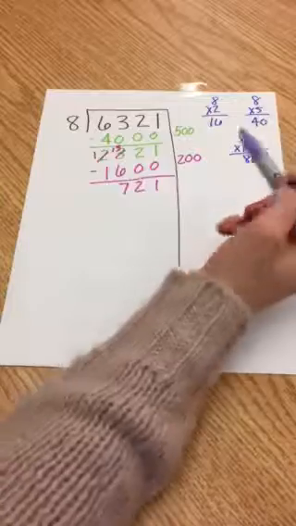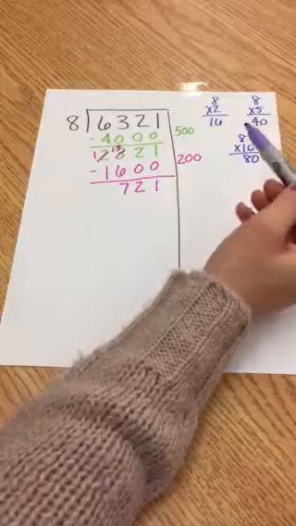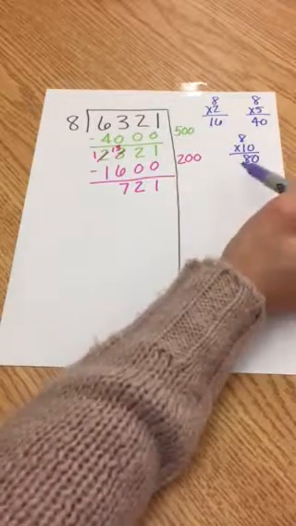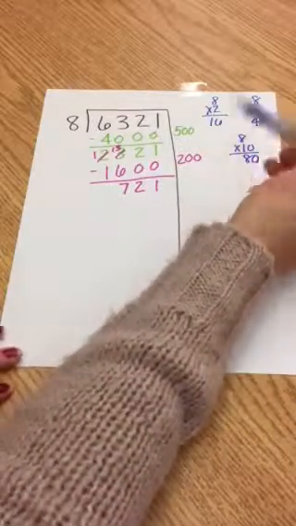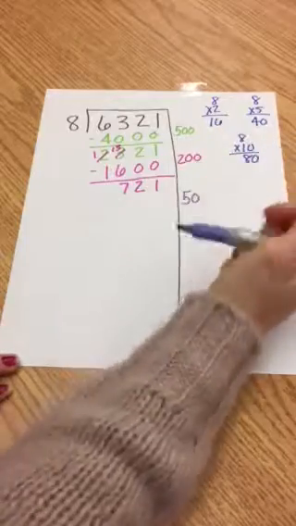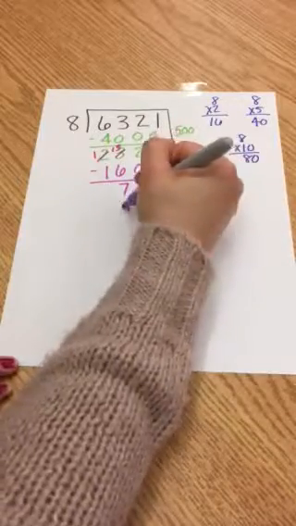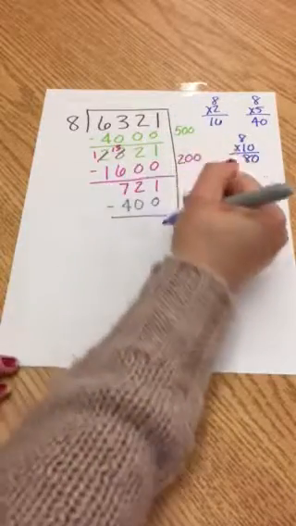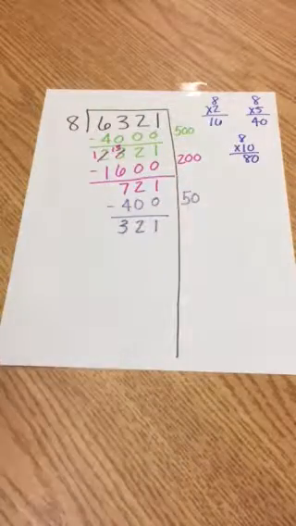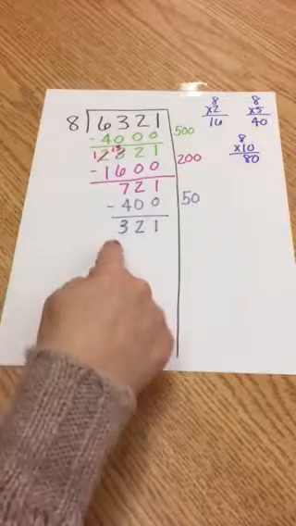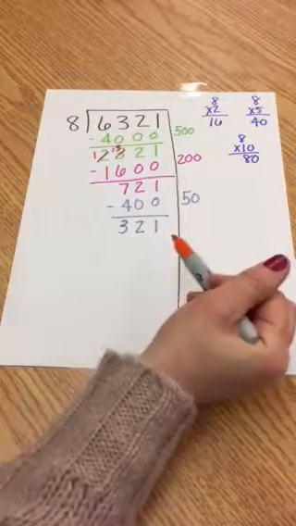Well, again, I can't use 200 because it's too big. What's something that I could use that might be a little bit smaller? I can't use 80 because that'd give me 800. Again, too big. So I'm going to use 50 because I know that 8 times 5 is 40. So 8 times 50 is 400. Subtract this. 1, 2, 7 minus 4 is 3. So now I'm down to 321. Using that, how many times does 8 go into 321?